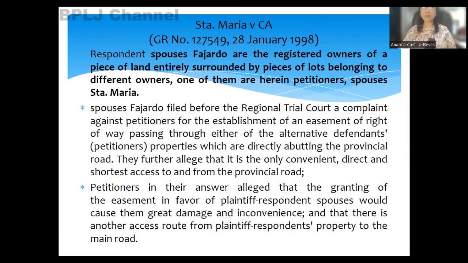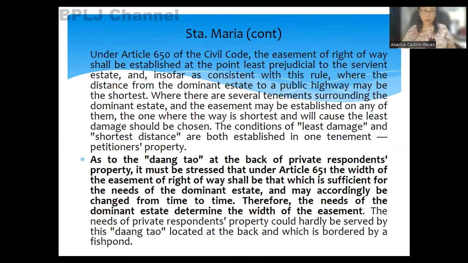In this case, spouses Fajardo are the registered owners of a parcel of land entirely surrounded by lots belonging to different owners. One of them is spouses Santa Maria. Now, the spouses Fajardo filed a complaint for the establishment of an easement of right of way. Okay? Petitioners in their answer allege that the granting of the easement would cause them great damage and inconvenience, and that there is another access to the main road.